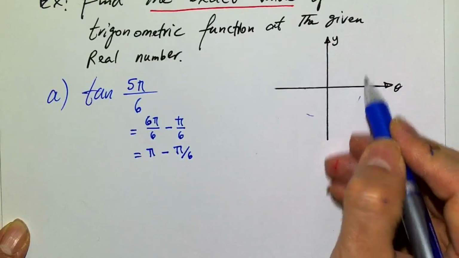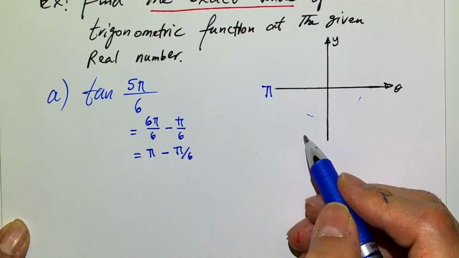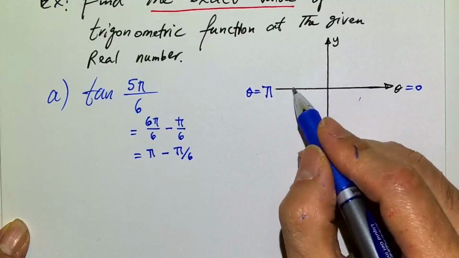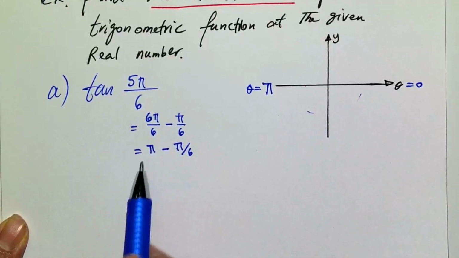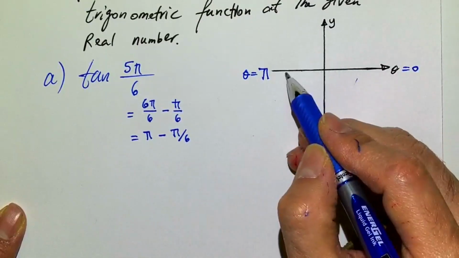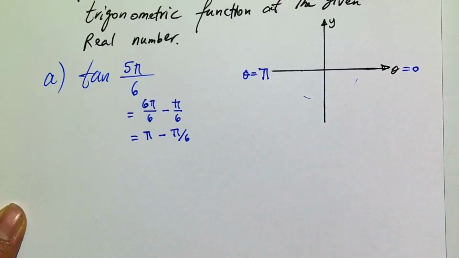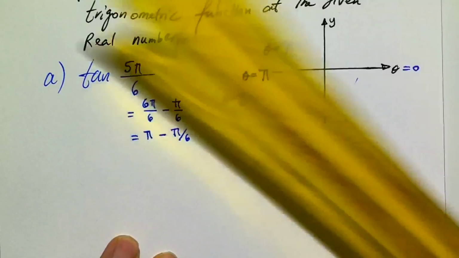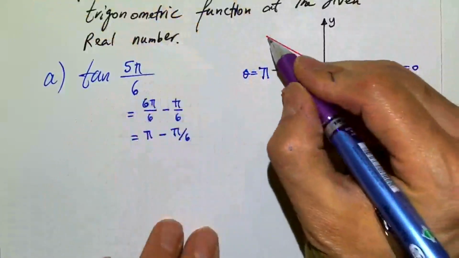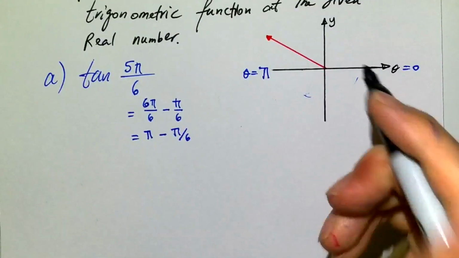But it's positive, so I'm going counterclockwise from 0 to pi, and this is pi, and that's 0. Theta equals 0, and theta equals pi, right? So 0 to pi is that. But that angle is pi minus pi over 6. So not only do we go to pi, but then we have to come back. We have to subtract pi over 6 from it. So where do we end up? We end up in the second quadrant. Okay, so 5 pi over 6 is this angle.